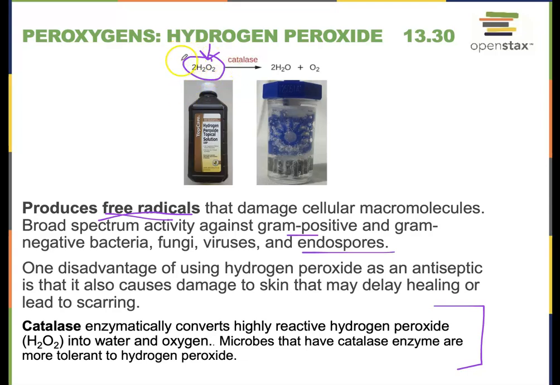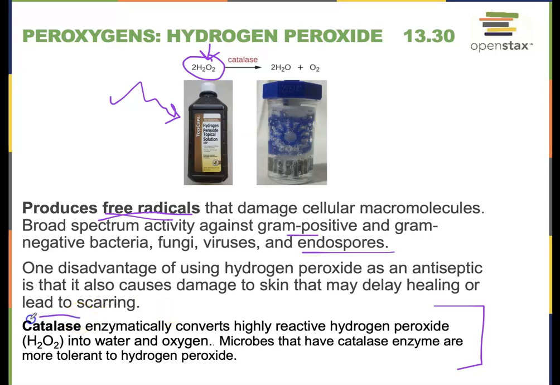So this guy here, if you let it sit with the cap off, or if you put it into a jar that is clear, the UV light will actually destroy it as well. So it does break down pretty quickly. That's why it always comes in this brown bottle to keep the light out.